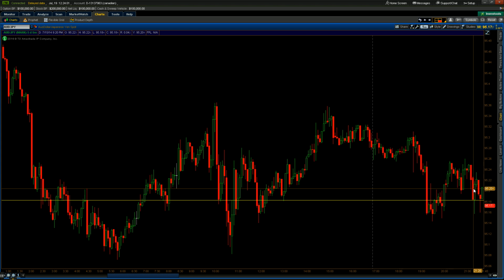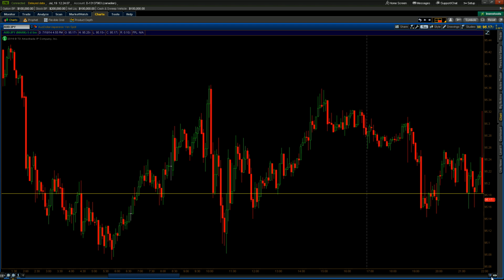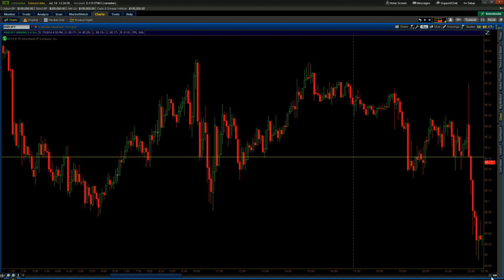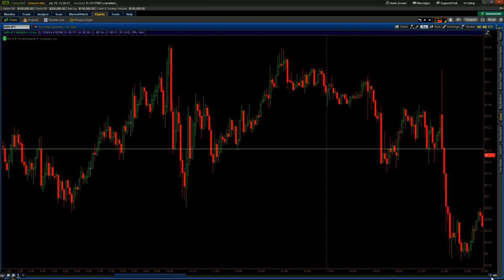Now, if this red candle, I have to look for an example. I can't really tell right now. There's an example of one trade that you should not take. I'm trying to figure out where I can see that.